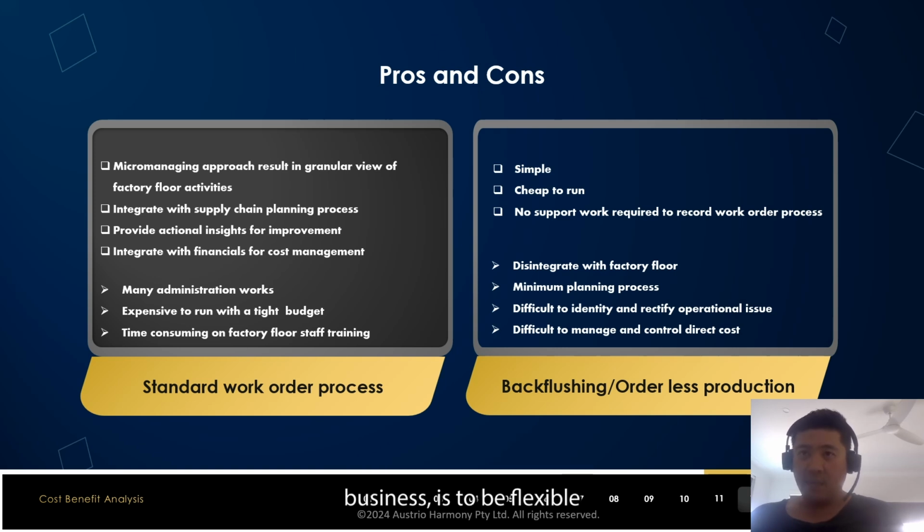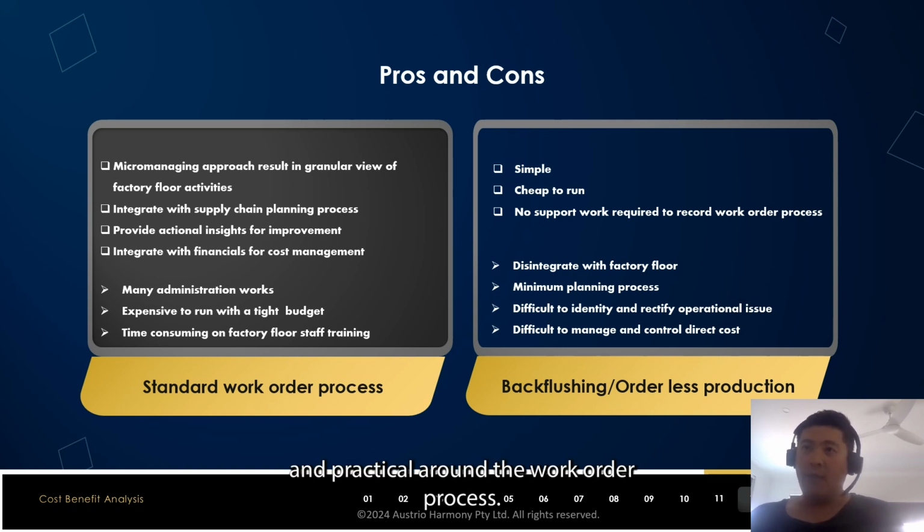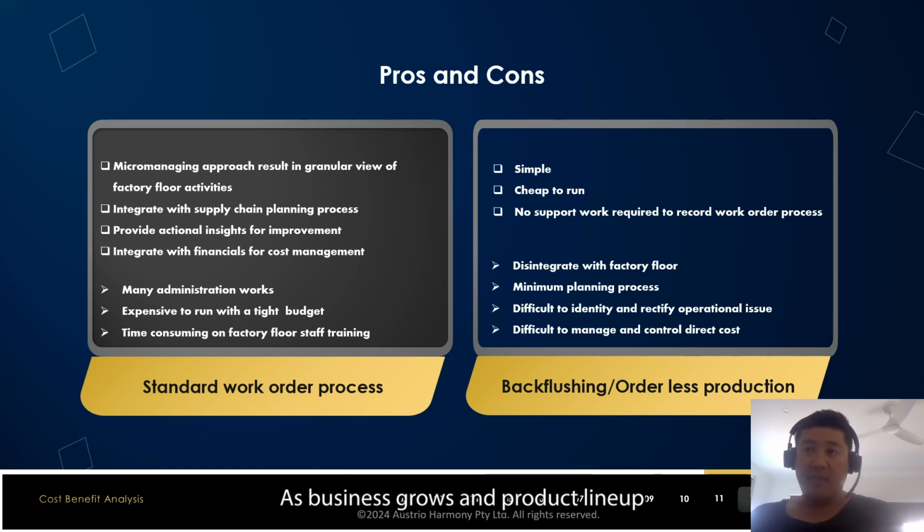Since there is no perfect solution, my recommendation to manufacturing businesses, in particular small size businesses, is to be flexible and practical around the work order process. As business grows and product lineup and attributes change over time, adopting a fit for purpose approach is perhaps the best way to manage work orders.